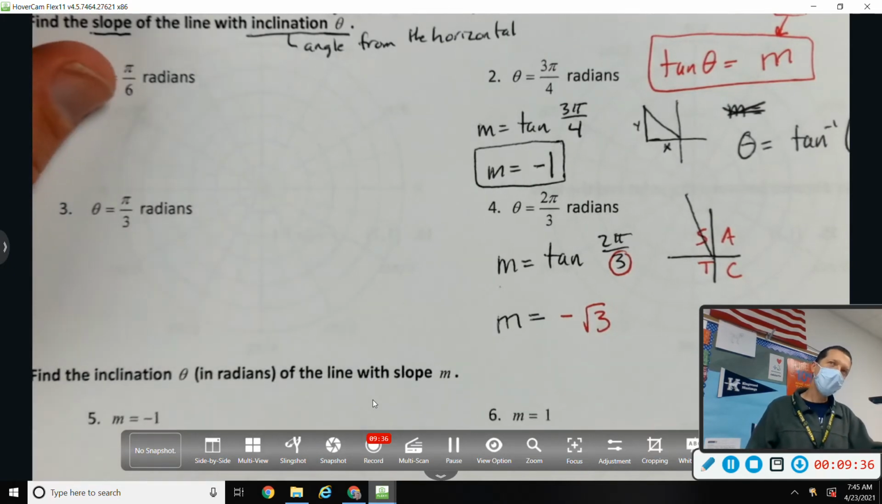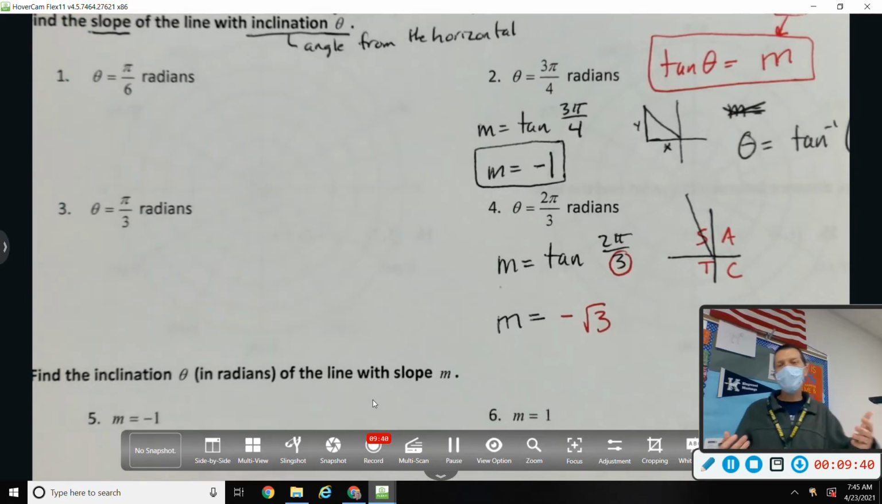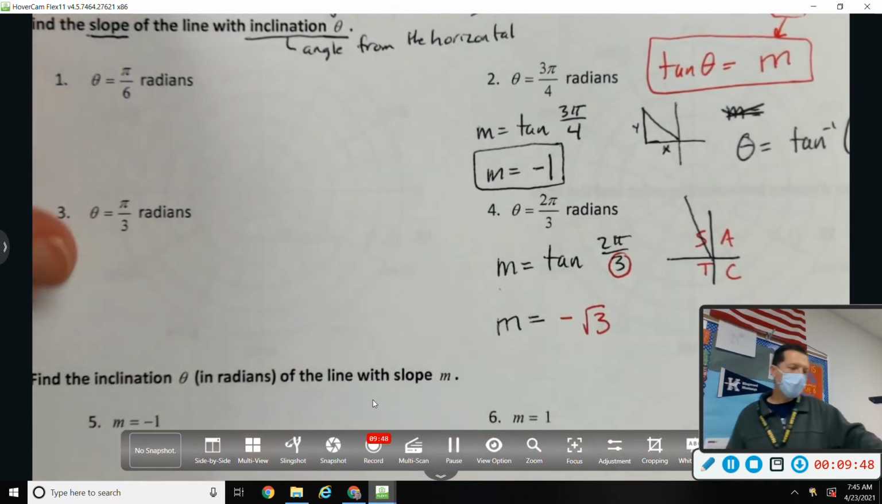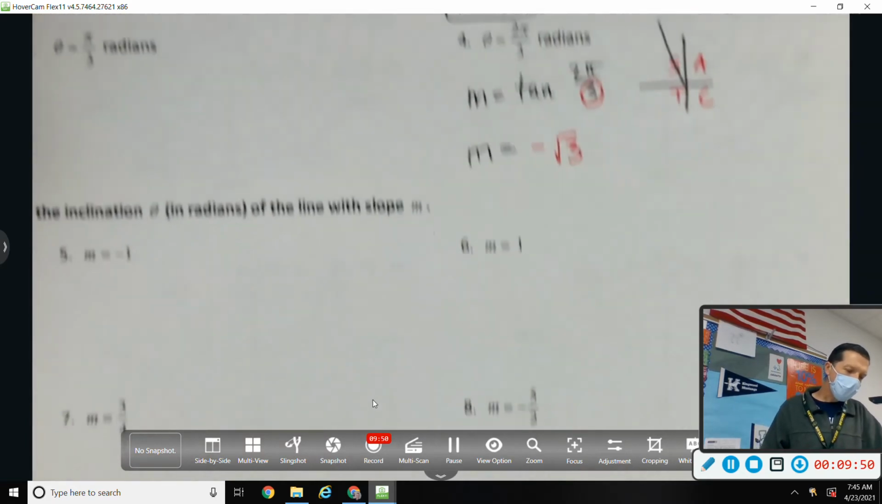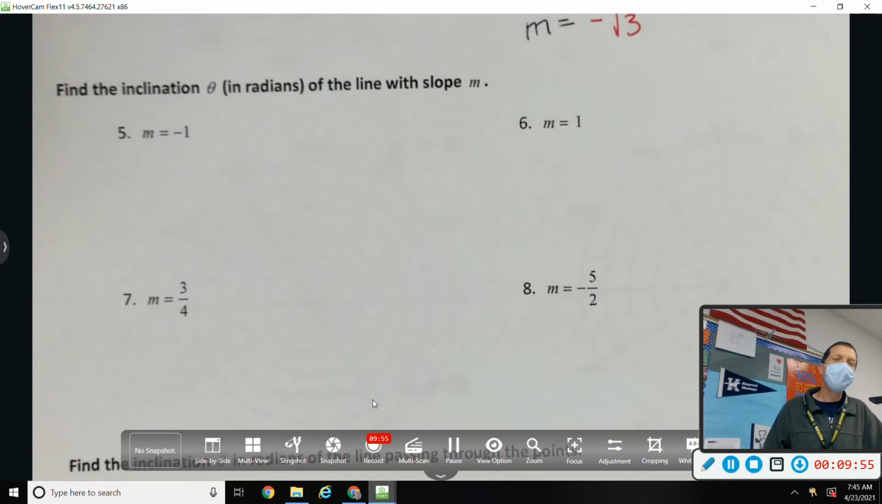Mr. Wolf, what's the point of drawing the picture? You don't need to draw the picture. I draw the picture because it helps my brain think through what's going on. But if you know what tangent of 2 pi over 3 is, you don't need to draw the picture. I was one of the kids who didn't use my unit circle on the test.